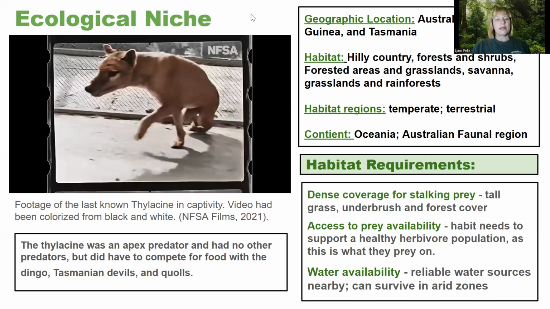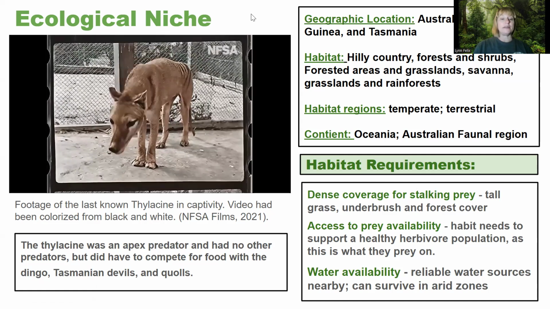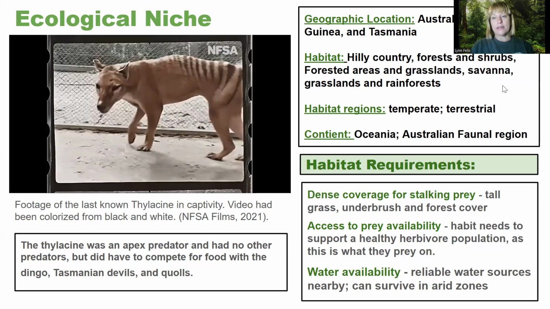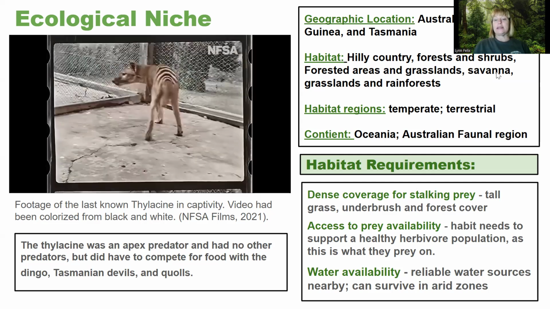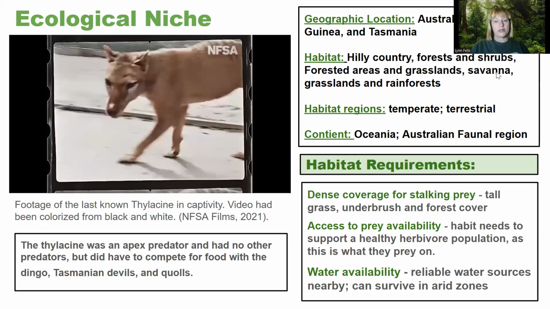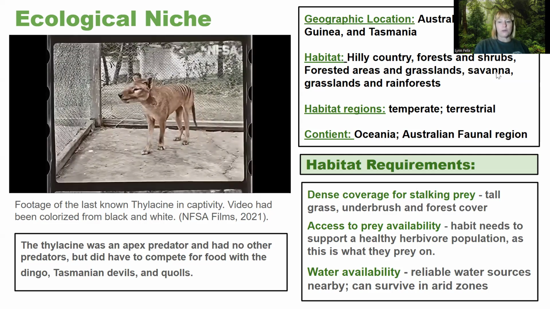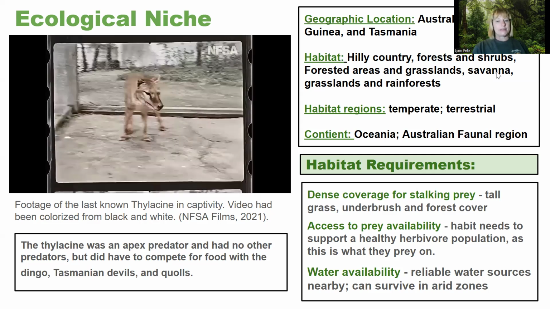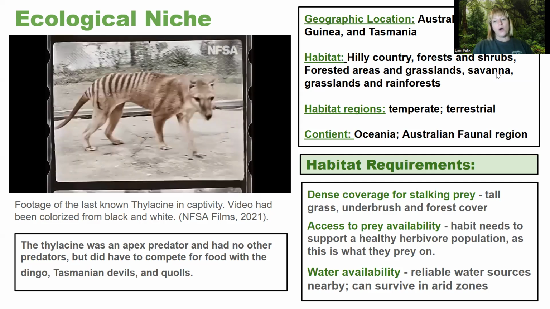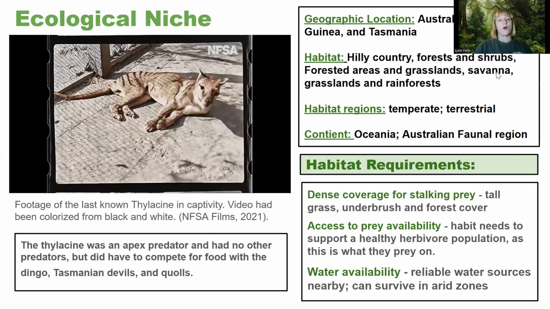So the thylacine was an apex predator and had no other predators, but did have to compete for food with the dingo, Tasmanian devils, and the quolls. Okay. The habitat requirements for the thylacine were dense coverage for stalking its prey: tall grass, underbrush, and forest cover. It needed prey availability, so the habitat needed to support a healthy herbivore population, as this is what they preyed on. And obviously water availability, reliable water sources nearby. And believe it or not, the thylacine can survive in what we call arid zones.